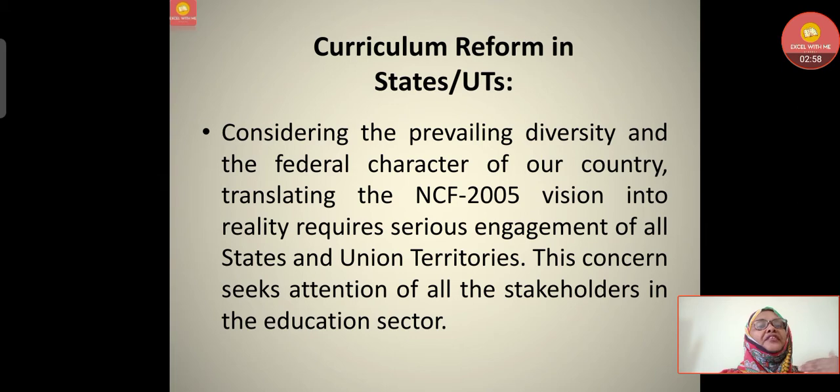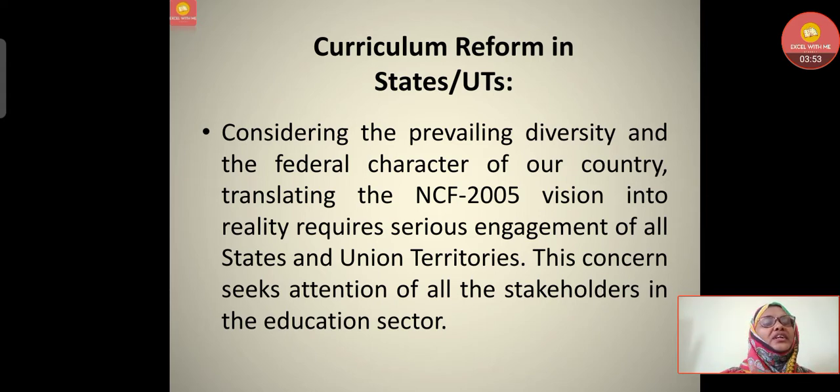Now let's see curriculum reform in states or union territories, what they have given in their NCF 2005, National Curriculum Framework 2005. Considering the prevailing diversity and the federal character of our country, translating the NCF 2005 vision into reality requires serious engagement of all states and union territories. Obviously, our country has different states with different cultures and different languages. That means that is a very big task, very challenging task to implement this national curriculum framework in their educational system. This concern seeks attention of all the stakeholders in the education sector.